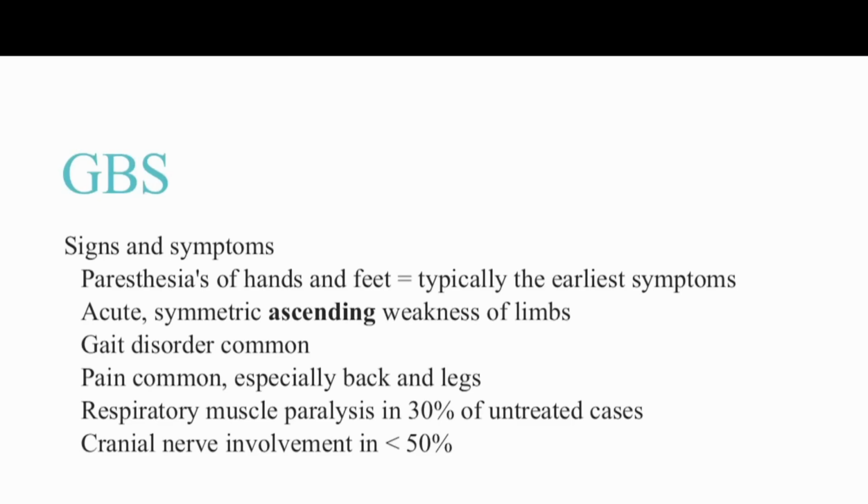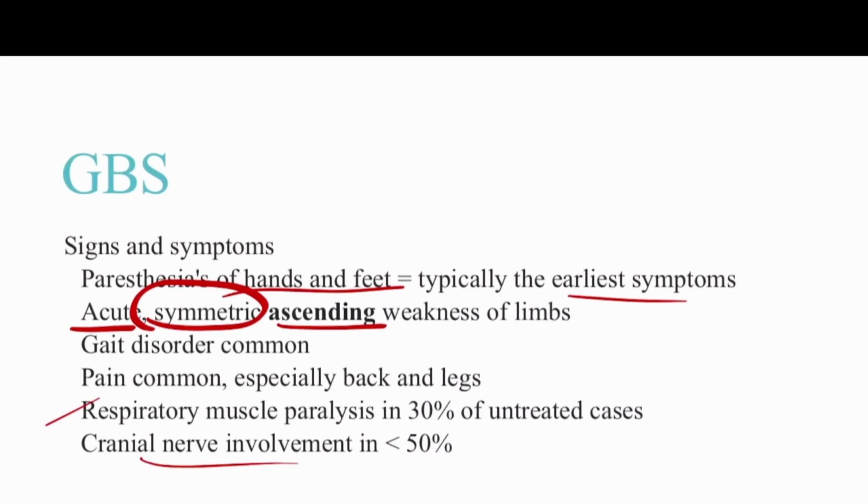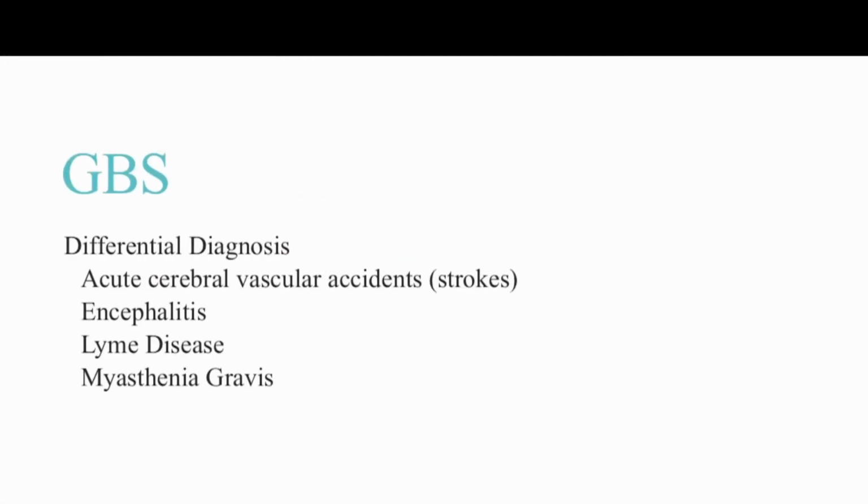Signs and symptoms, again, paresthesias of the hands and feet, that's usually the earliest one. Acute, symmetric, ascending weakness of the limbs. Both sides are going to be affected. Gait disorder is common, again, the lower extremity muscle weakness. They're going to have troubles walking. Pain is common. Be careful for respiratory muscle paralysis. There can be some cranial nerve involvement in 50% of the patients. Some differentials for Guillain-Barré could be a stroke, encephalitis, Lyme disease can also present like Guillain-Barré, and myasthenia gravis.